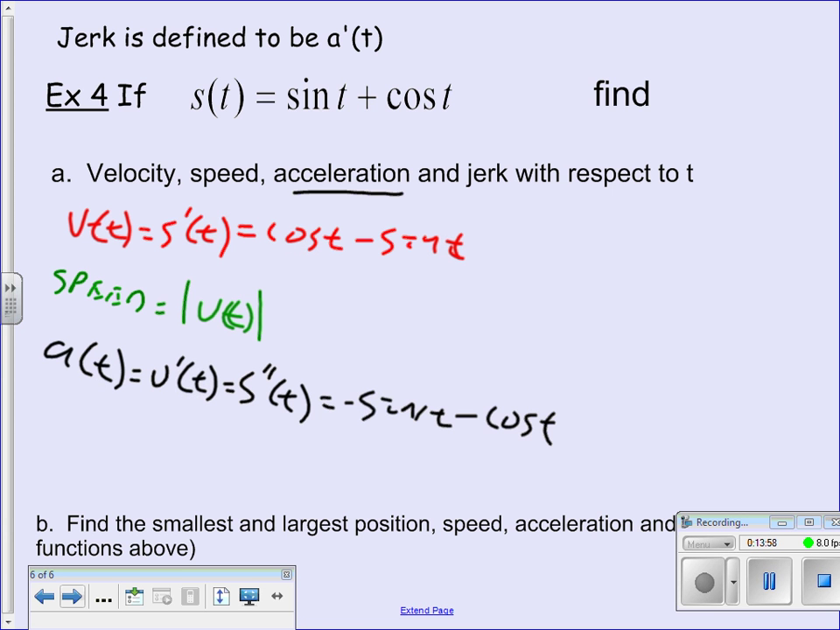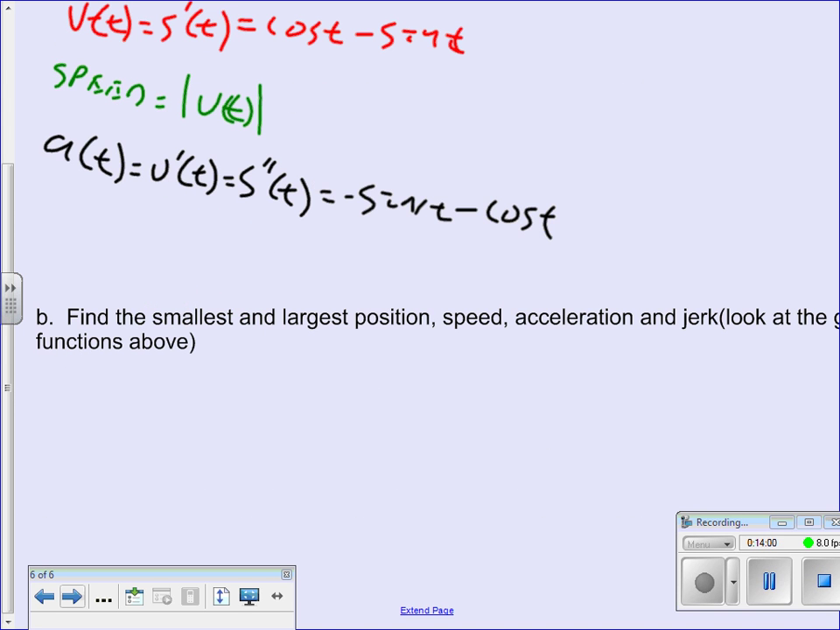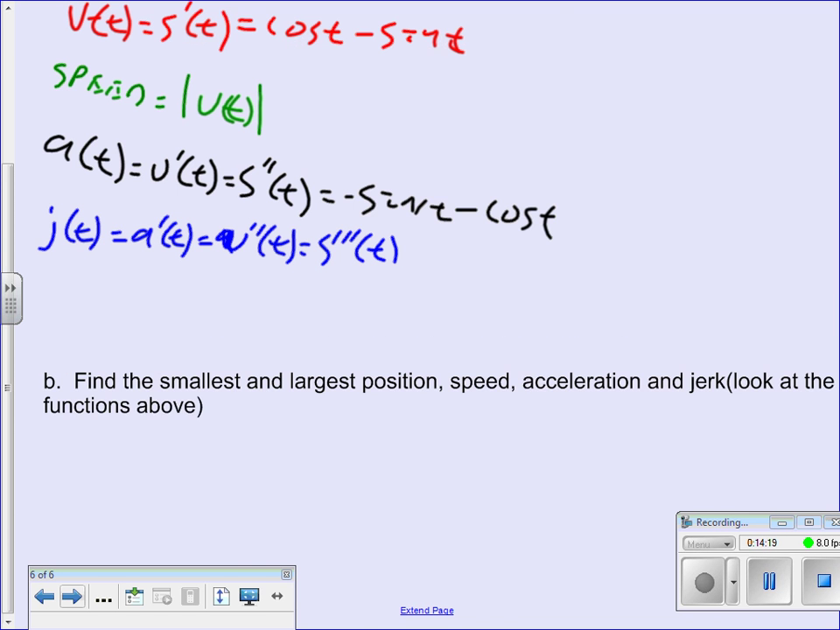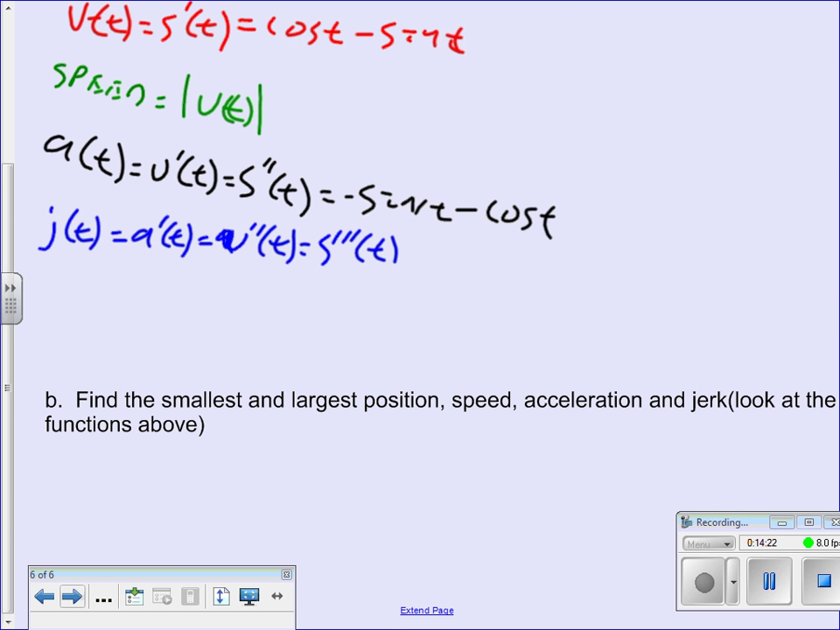Okay. And then we get to jerk, or j of t, which is the derivative of the acceleration, which is the second derivative of the velocity, which is the fourth derivative of the position. So jerk would be the derivative of negative sine t, which is negative cosine t. Derivative of cosine is negative sine, so that would be plus sine t. Sometimes it's that easy, sometimes it's not.